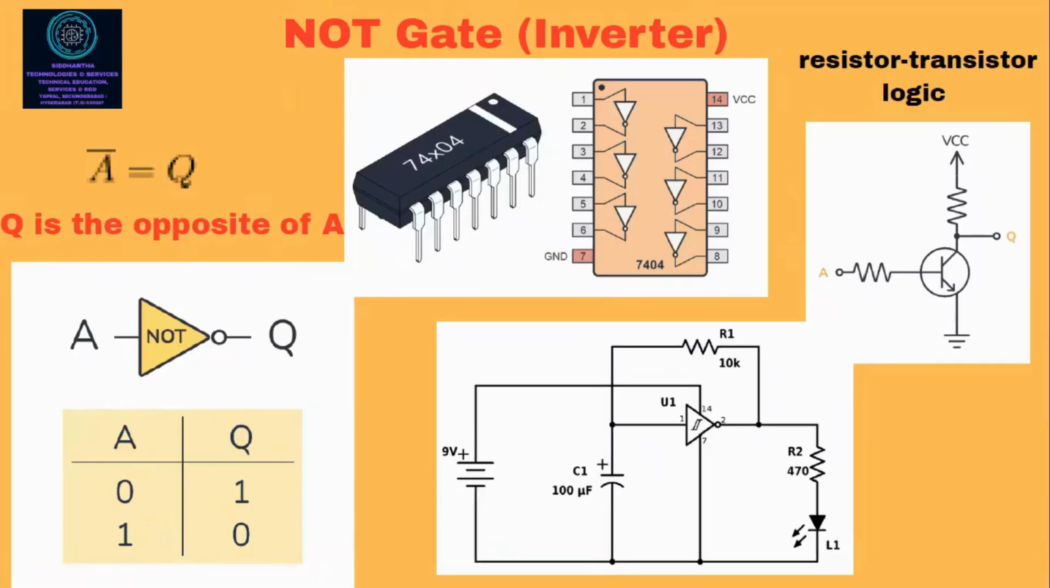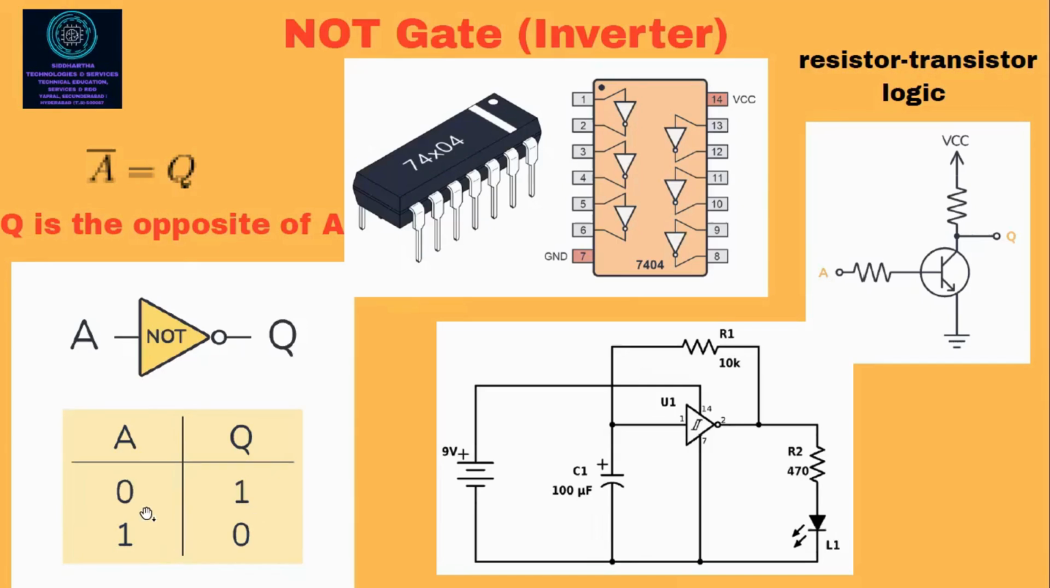The second gate is the NOT gate. This particular gate is also known as the inverter gate. Please remember, the inverter gate has only one input and one output. As a triangle, you can see A is the only input and the output is Q. Please remember the symbolic representation. The truth table is very simple. Here A can have 2 states: either 1 or 0, that is high or low.